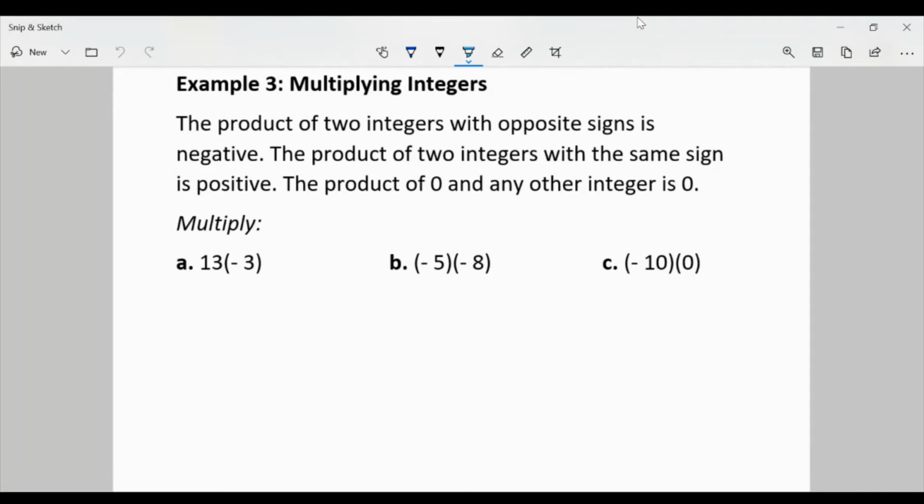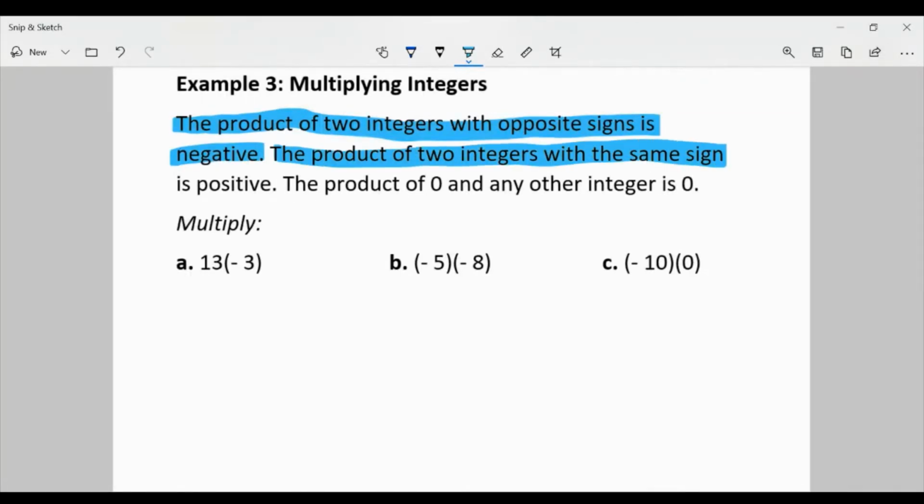So here are some rules when multiplying integers. The product of two integers with opposite signs is negative. The product of two integers with the same sign is positive. The product of 0 and any other integer is 0. Okay, so we're going to do 3 multiplication problems here following those rules.